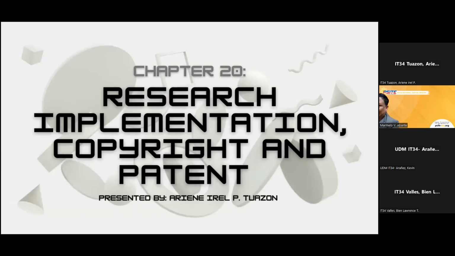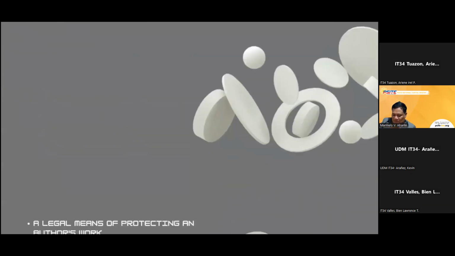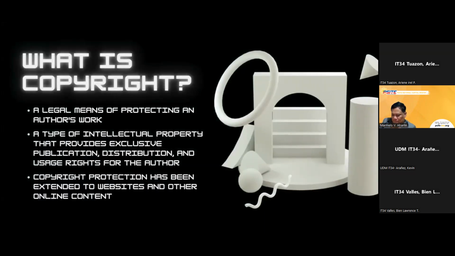I'll be discussing the research implementation, copyright, and patent. What is copyright? Copyright is a legal means of protecting an author's work. It is a type of intellectual property that provides exclusive publication, distribution, and usage rights for the author. This means whatever content the author created cannot be used or published by anyone else without the consent of the author. Different types of content can be protected by copyright.